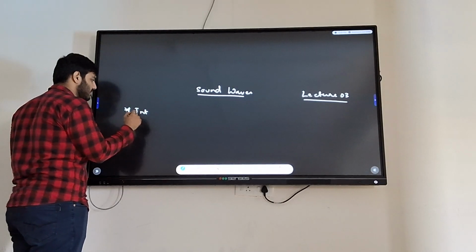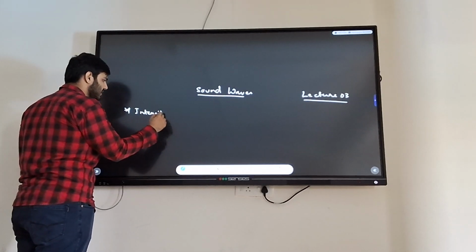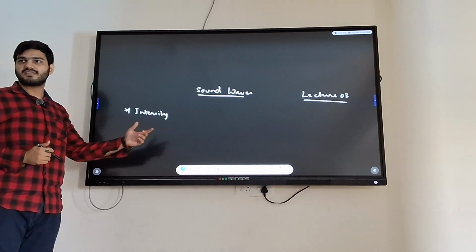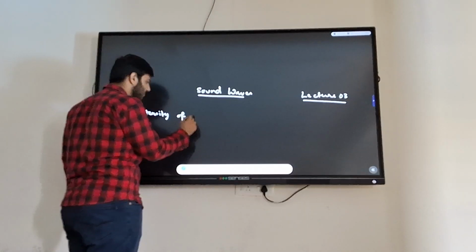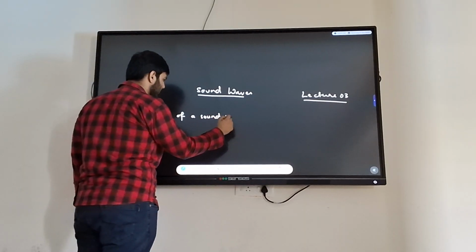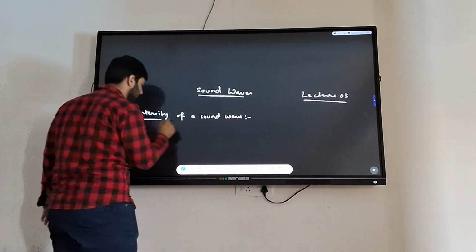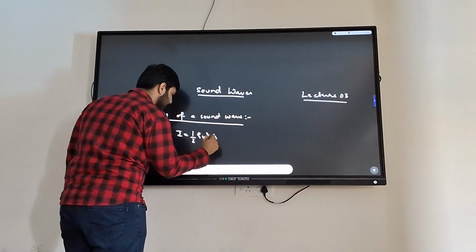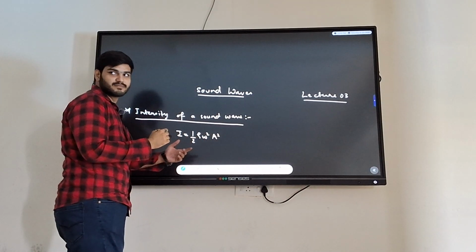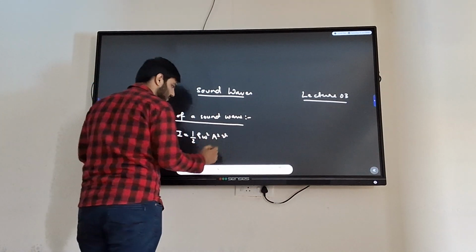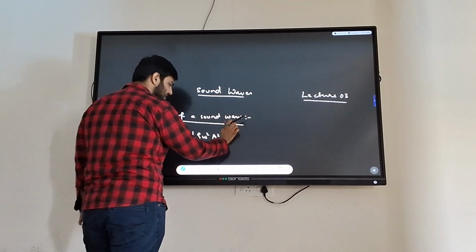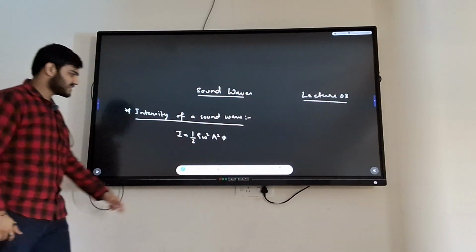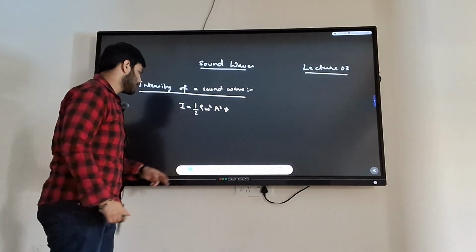Intensity of a sound wave. For this, remind me, what is the formula of intensity of a wave? What was the general formula? Half rho omega square A square v. That's the velocity of the wave. S gets cancelled when you take pressure upon area. Yes, this is the general formula that you just have to remember.